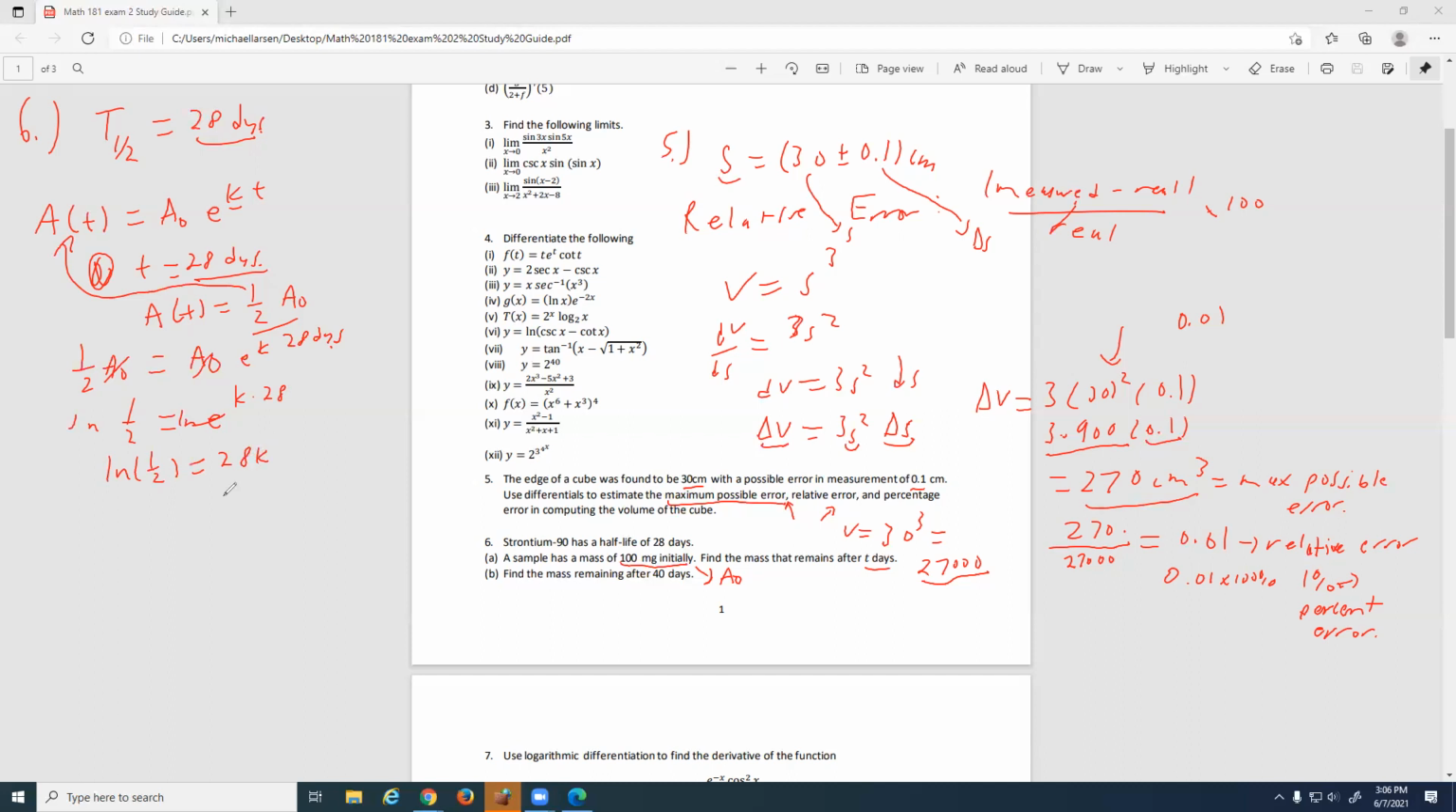And remember, the 28 is in days. I've kind of gotten lazy with my units, but we'll have to make sure that when we get this k, it's going to be in terms of inverse days. So when we plug in times, we'll have to make sure we plug in terms of days. All right, and then finally, we'll get k is equal to natural log of 1/2 over 28.